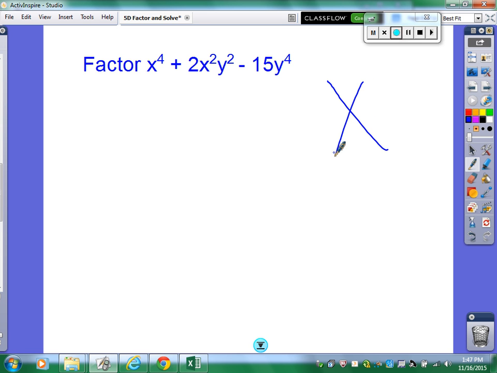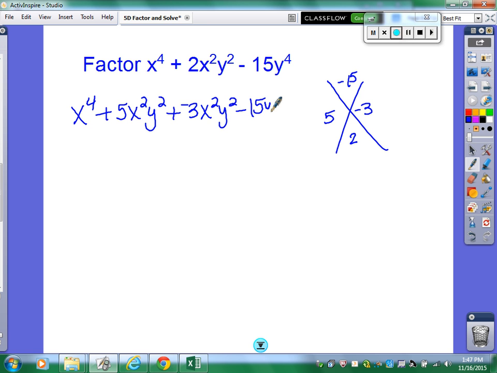So my lead coefficient is 1, so I'm going to get negative 15. I need two numbers that multiply to give me negative 15 but have a difference of positive 2. So 5 and negative 3. We're going to rewrite that middle term as plus 5x squared y squared plus negative 3x squared y squared minus 15y to the fourth. I'm still doing the same technique. Doesn't matter what my variable is, I just treat my variables the same way. Whatever my middle term is, that's how I'm going to rewrite it.